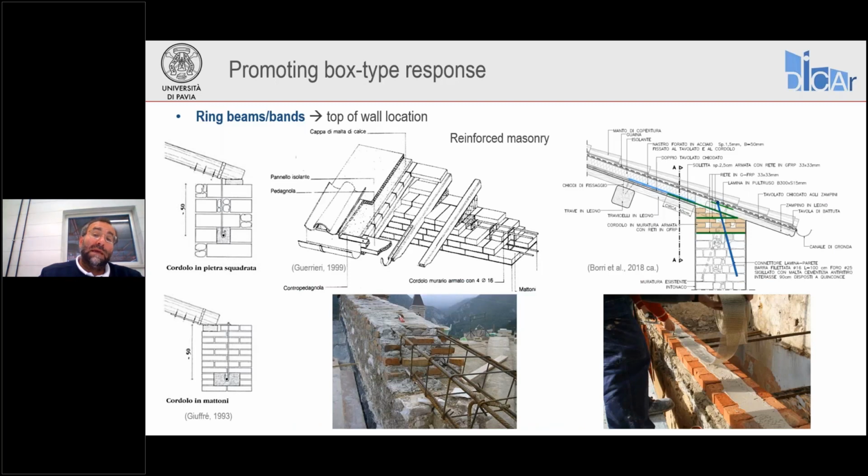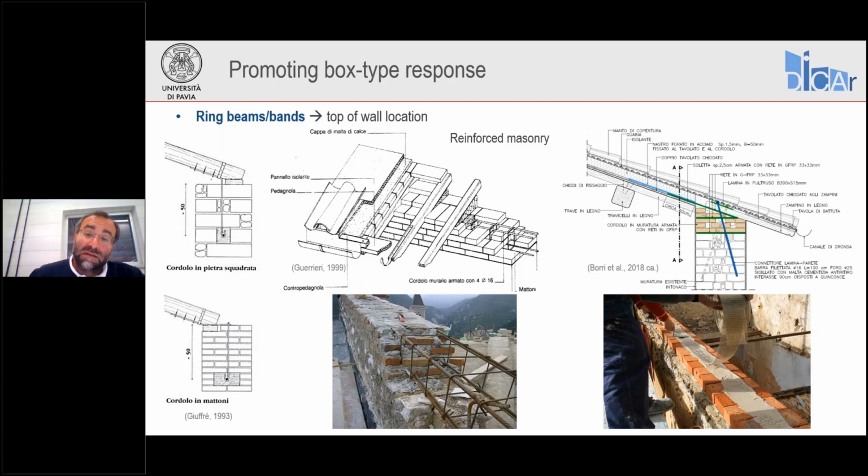And then we usually also have ring beams at the top of the walls, basically supporting the roof system. There are several solutions here. Probably the one most compatible with the existing materials are reinforced masonry ring beams. They can be reinforced in steel with individual bars or small cages. They can be made in brick, usually in brick masonry, even above stone masonry walls, but the stiffness of brick and stone masonry is somehow compatible.